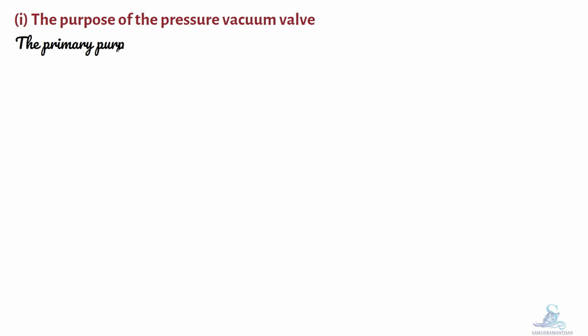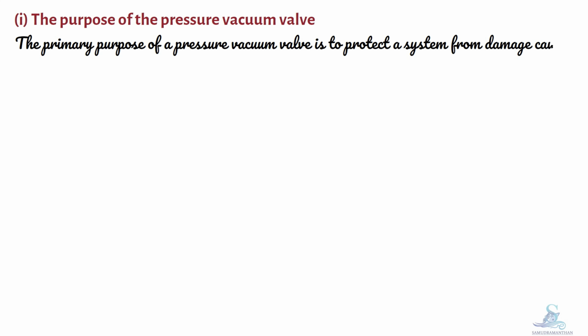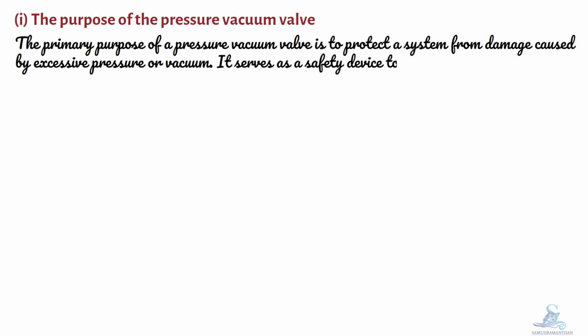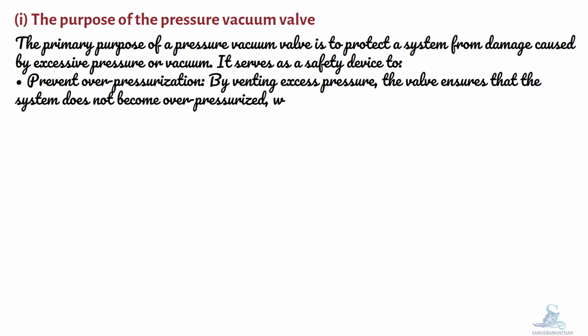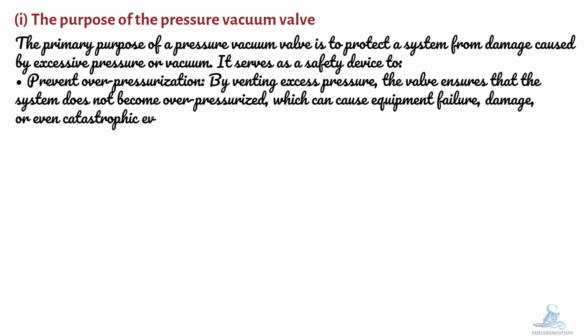The primary purpose of a pressure vacuum valve is to protect a system from damage caused by excessive pressure or vacuum. It serves as a safety device to prevent overpressurization. By venting excess pressure, the valve ensures that the system does not become overpressurized, which can cause equipment failure, damage, or even catastrophic events. Prevent vacuum formation.